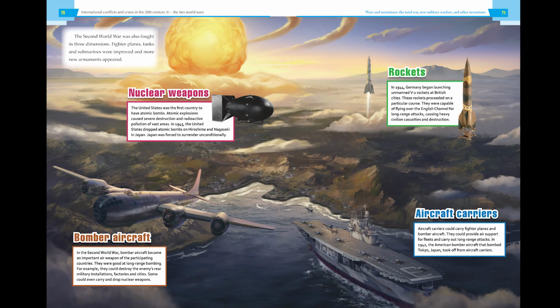Aircraft carriers. Aircraft carriers could carry fighter planes and bomber aircraft. They could provide air support for fleets and carry out long-range attacks. In 1942, the American bomber aircraft that bombed Tokyo, Japan, took off from aircraft carriers.